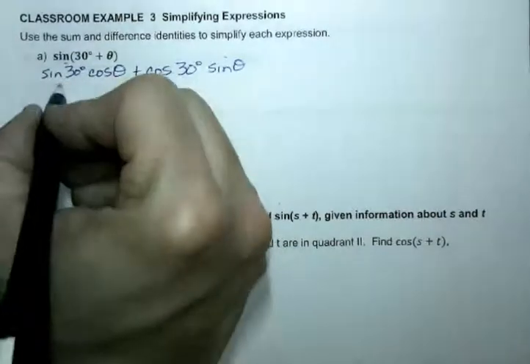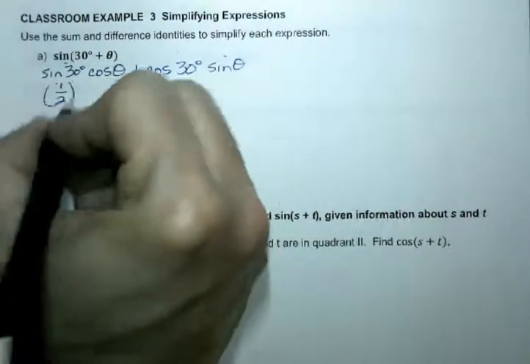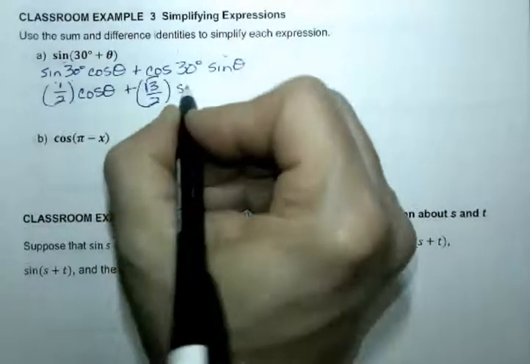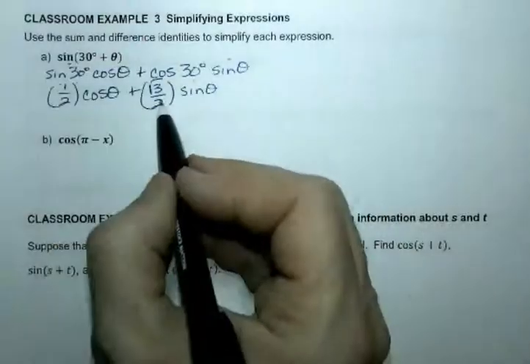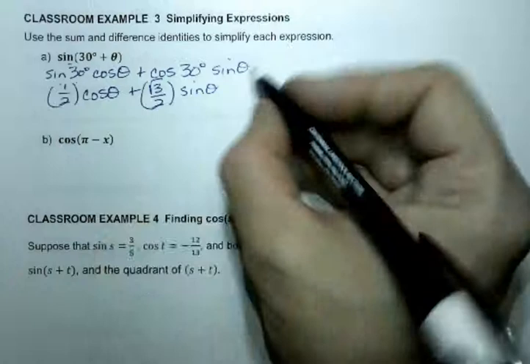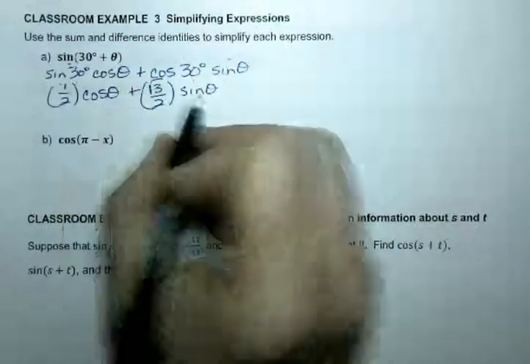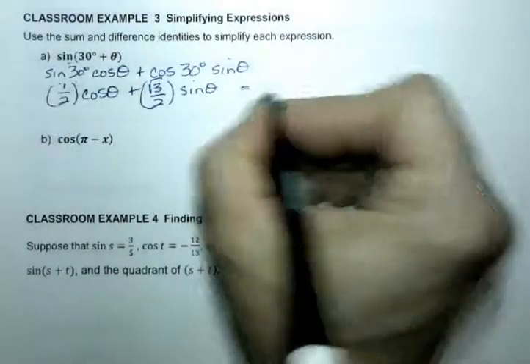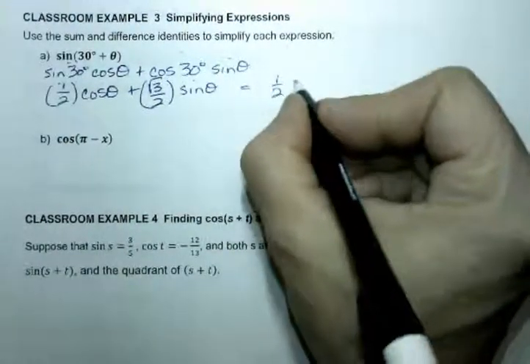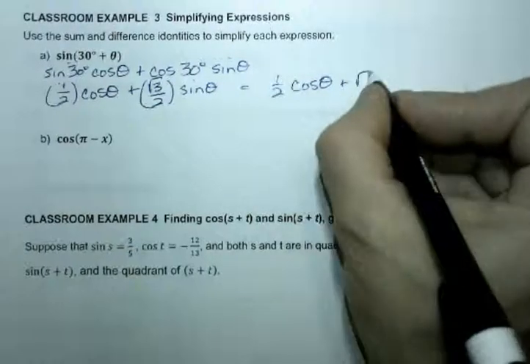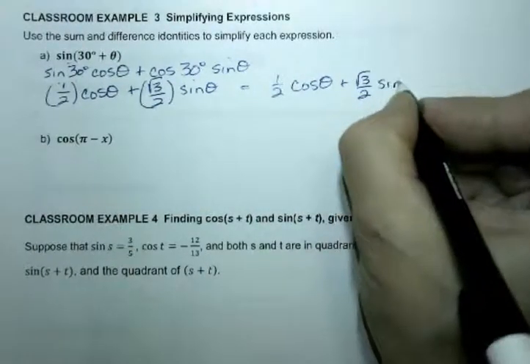For sine of 30 degrees, that's 1/2. And the cosine of 30 degrees is the square root of 3 over 2. Now there really isn't much that we can do to simplify this, but at least now if we knew our theta and we could find the values for these, then we'd have an easy way to get our answer. So the simplest that we could write this out would be 1/2 cosine theta plus the square root of 3 over 2 times sine theta.